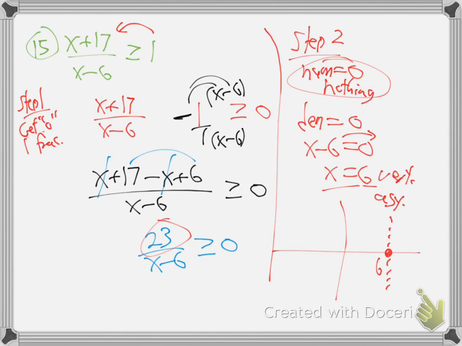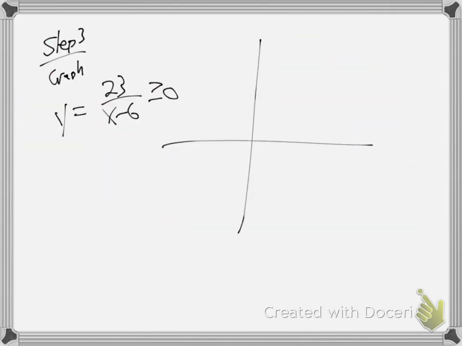Good so far? All right, so let's go to step 3 and basically get that graph, which is the graph step. So what is our equation? 23 over x minus 6. Y equals 23 over x minus 6, and we're doing greater than or equal to 0. So the graph at 6 has the vertical. Basically we only have 2 sections, don't we? Left of the 6 and right of the 6. Two sections, that's it.